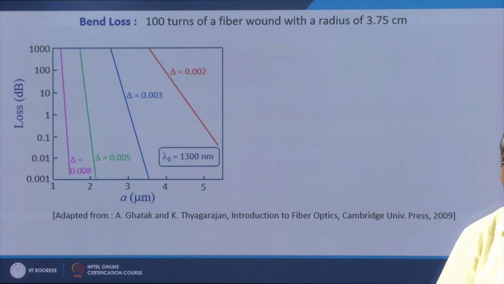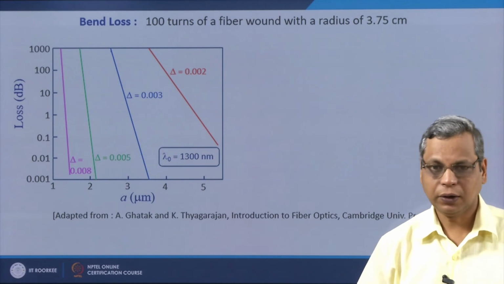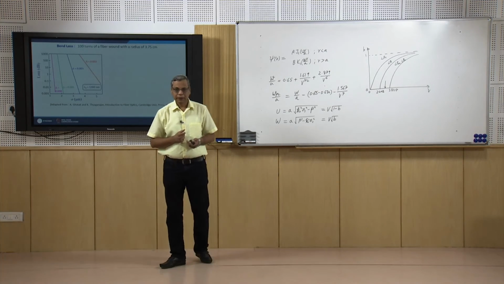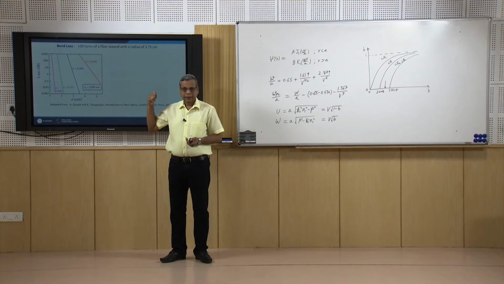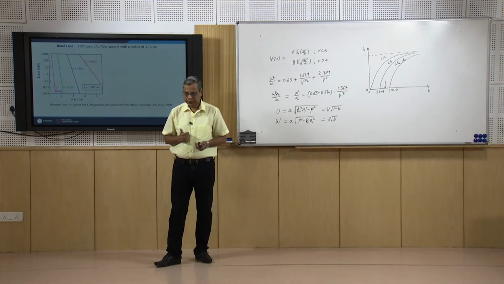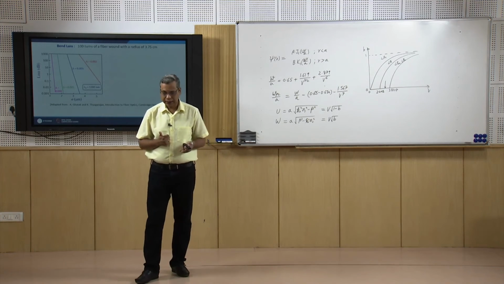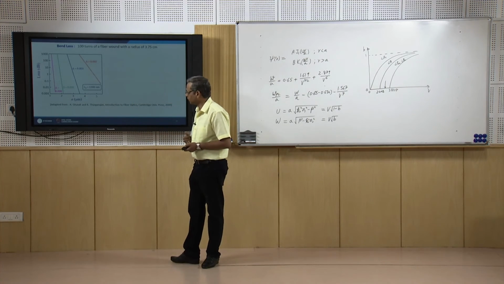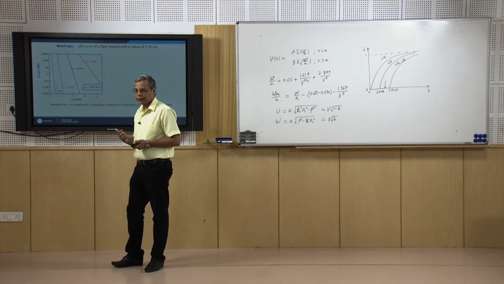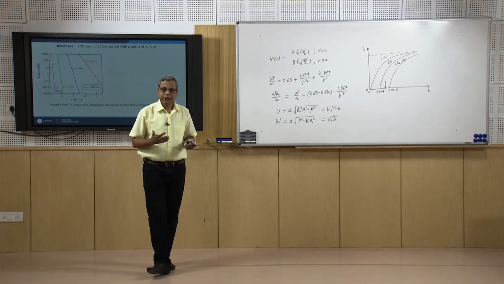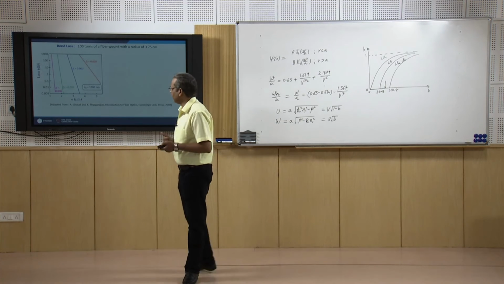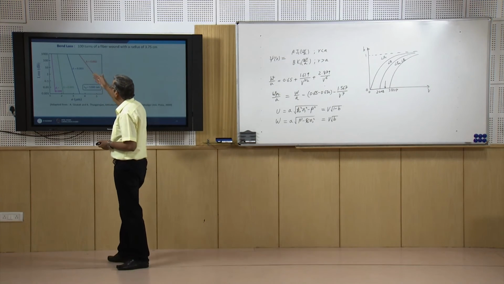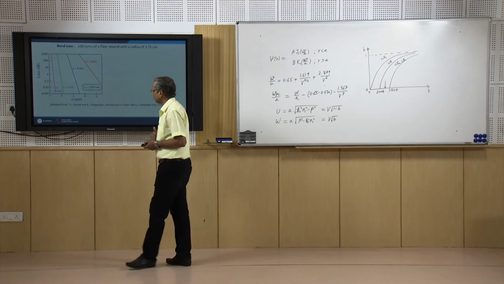So, this delta causes a huge impact on the bend loss of the fiber, and it is understandable that this delta basically changes the core cladding index difference, and it changes the critical angle. The value of critical angle is directly affected by this delta. So, if you increase delta, your tolerance towards bending increases a lot.